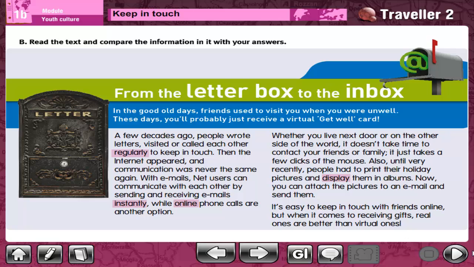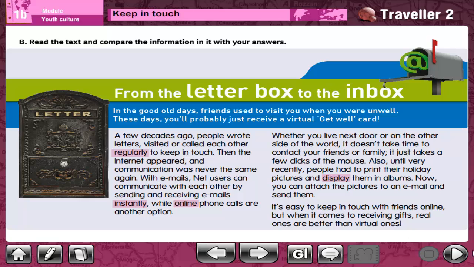Attach, in the same paragraph. Attach the pictures. You can attach the pictures. You can put the pictures with them. Virtual, I said virtual, it is the opposite of real.